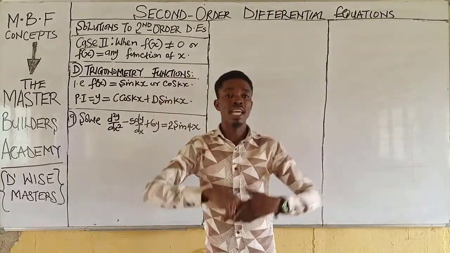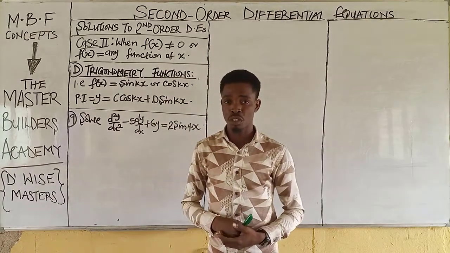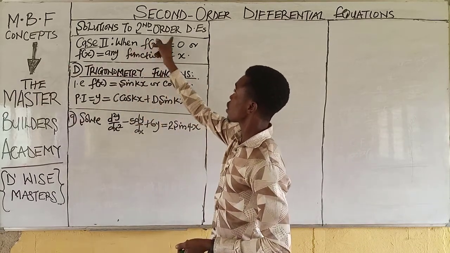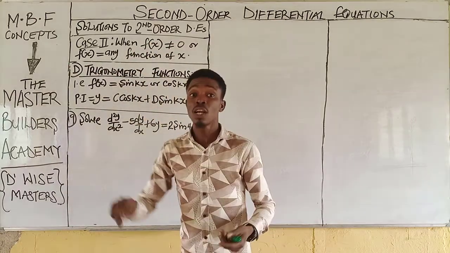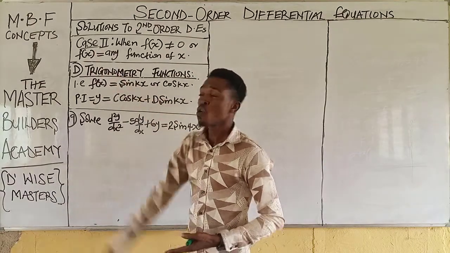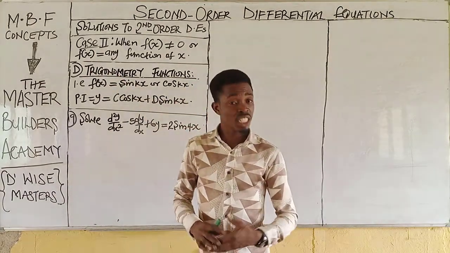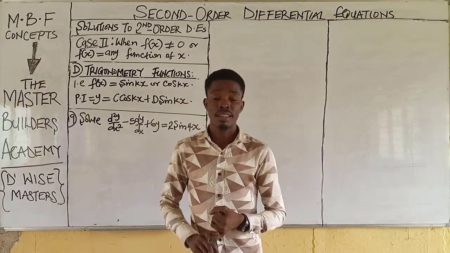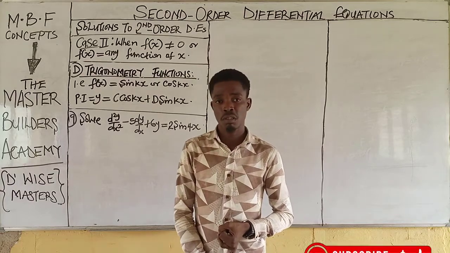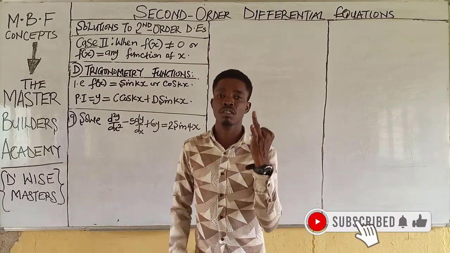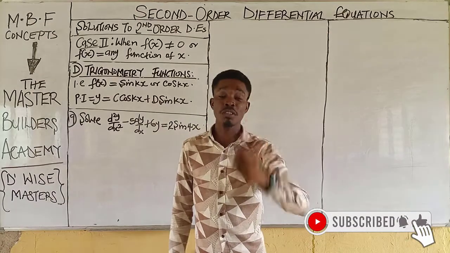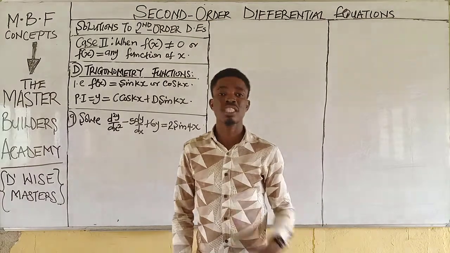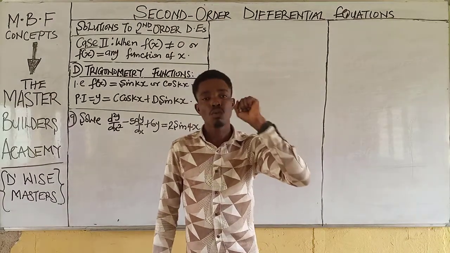On the board, we have second order differential equation, and not to forget, we are at the level where we are providing solutions to second order differential equation. And finally, we are equally at case 2, where f of x is not equal to 0. Under case 2, we have looked at the constant functions, linear functions, quadratic functions, and exponential functions. Now we are going to be looking at the fifth category, which is the trig function.